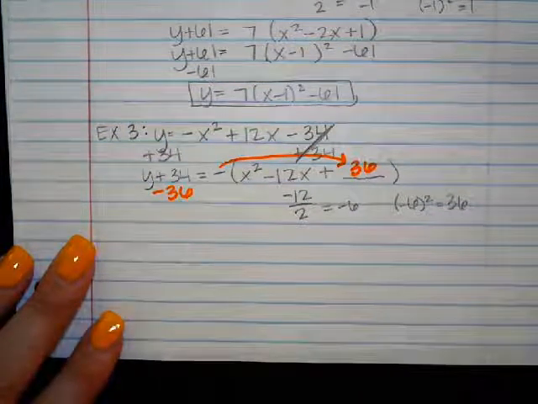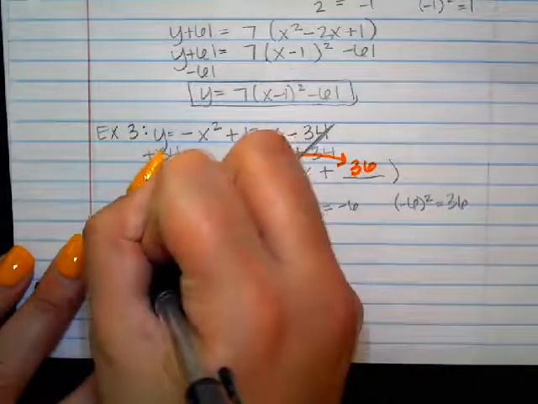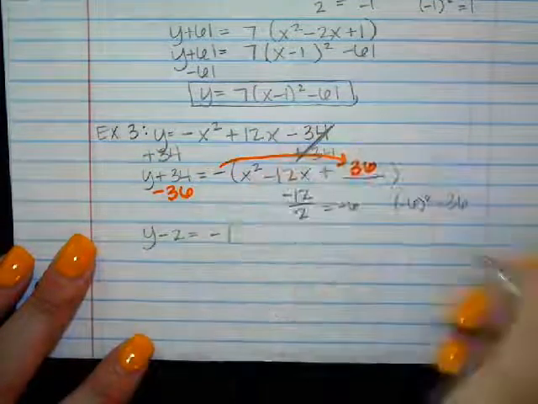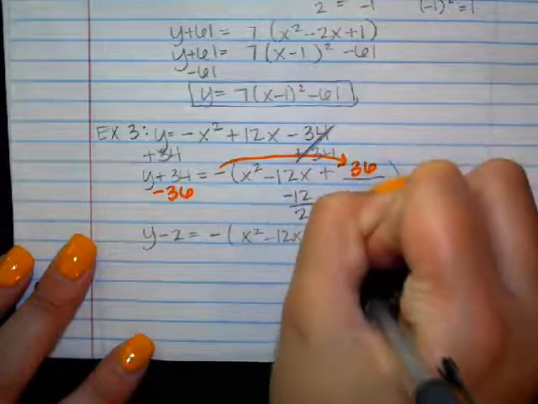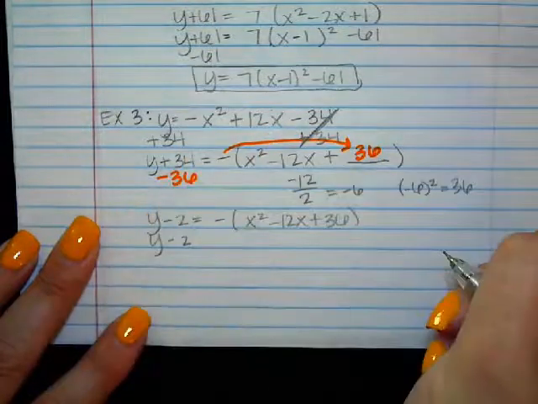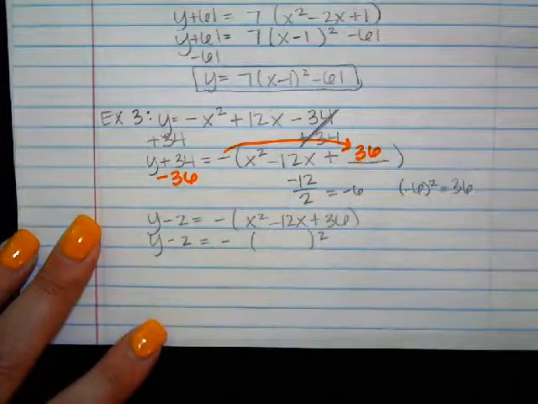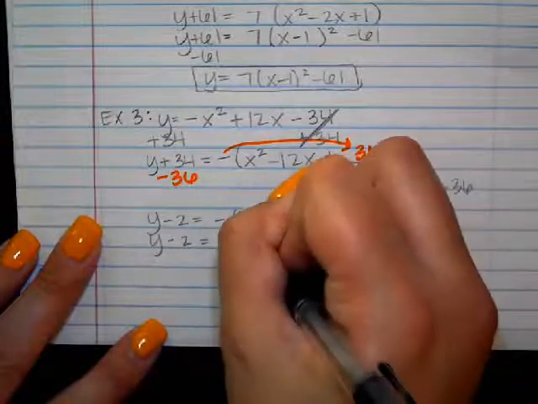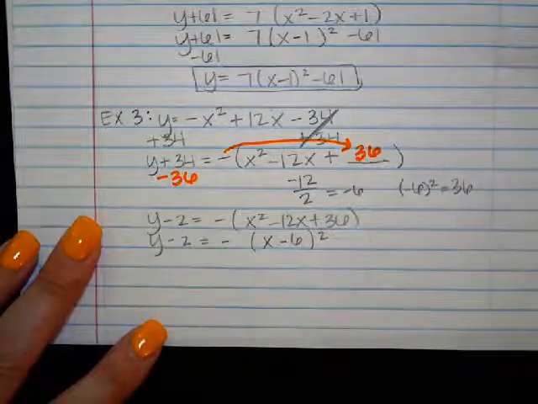Okay. So on the left side, what do we have? y minus 2 equals negative x squared minus 12x plus 36. So this is negative something squared. What goes in the parentheses? Negative (x minus 6) squared. Okay? And then what should we do? Plus 2. Add the 2 over.